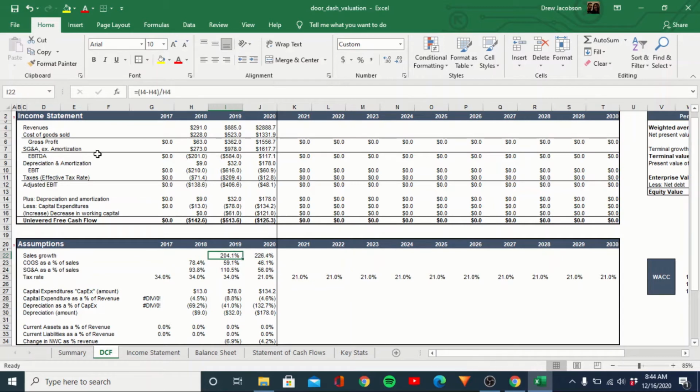Now, the question is, can that be maintained? I don't know. I think the pandemic has really supercharged their growth, to be honest. A lot of people are now sitting at home ordering delivery as opposed to going out on a Friday night. So I actually wouldn't expect this to be significantly higher in 2021. If anything, I might think top line revenue might decrease.